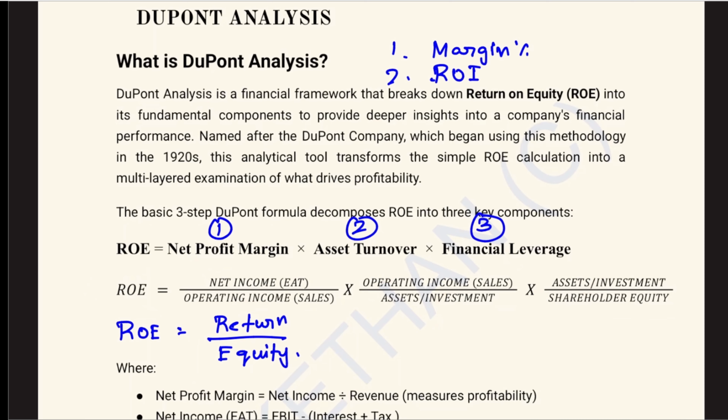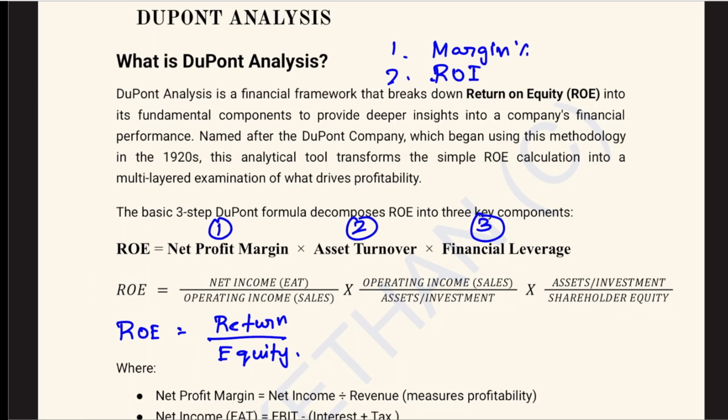So first is net profit margin. This is nothing but your PAT divided by total sales. So this is your net profit margin. Then asset turnover. Asset turnover is how much sales I am doing with the given assets. So I have a lot of machinery, I have buildings, all these are my assets. Using them, how much sales I am able to generate. So this will be some multiplier.